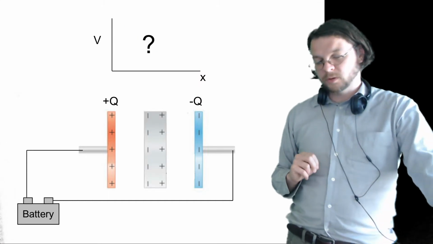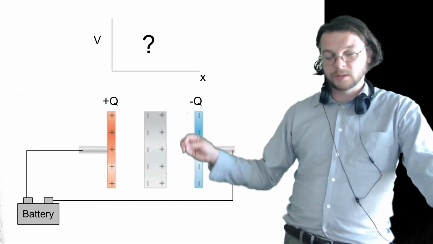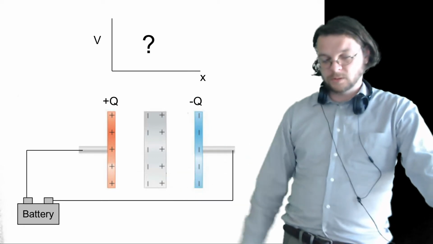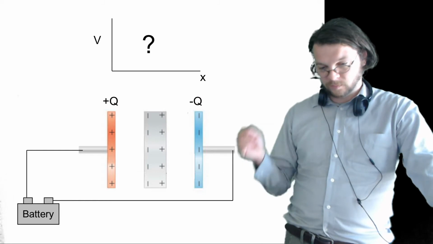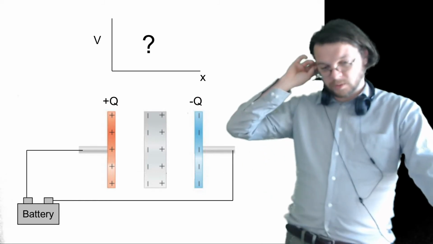What we've not discussed before is what happens when you have these two charged plates and you put a piece of metal in between the two ends. What happens now? So let me unpack that.